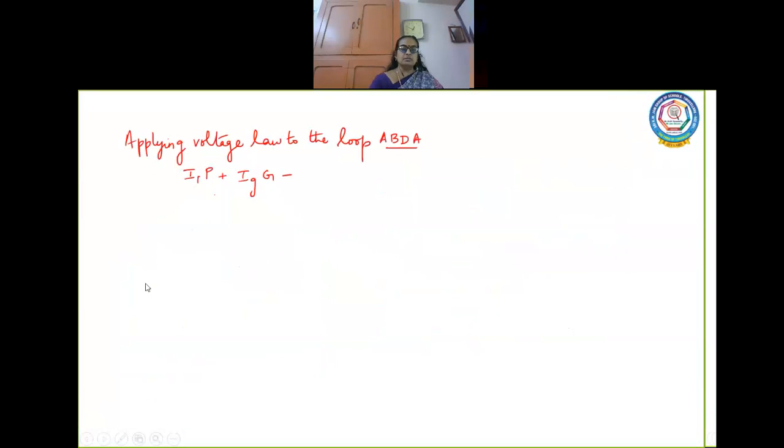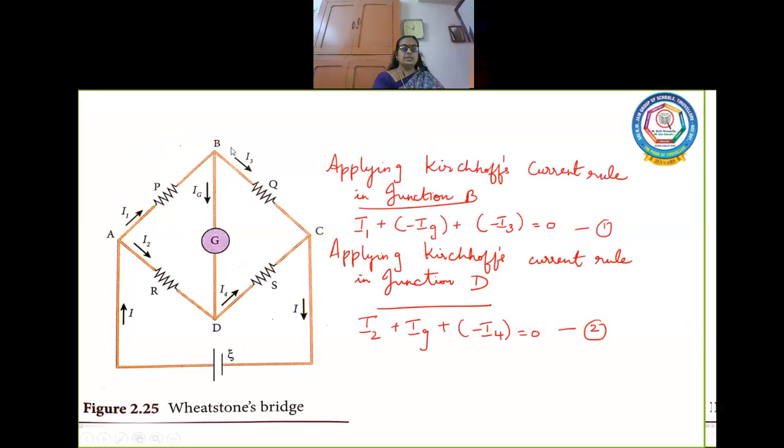I2 into R equal to 0. This is my equation 3. Now once again I apply voltage law to the loop. This time I'm going to apply A, B, C, D, A, the full loop.